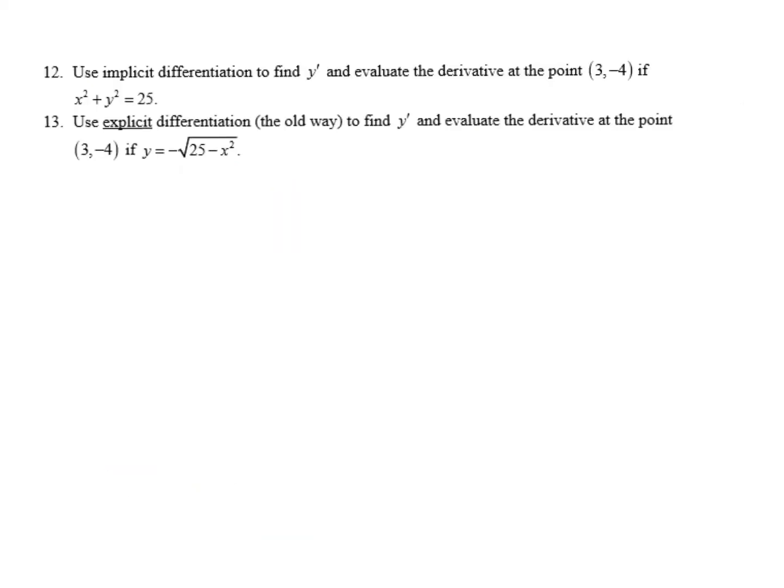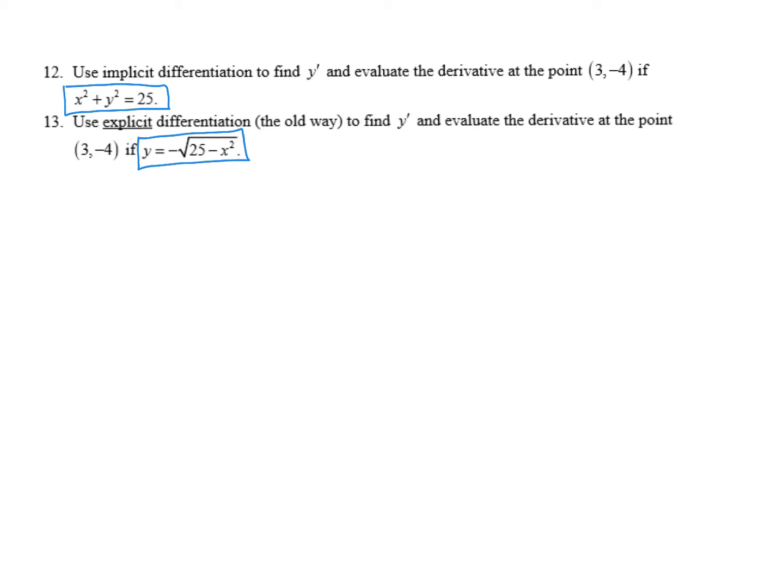Next, it's kind of hard to see, but 12 and 13 are the same problem. All we've done is in 12, this is an implicit equation, which means it has x and y all together. And in 13, it's an explicit equation, which means it's been solved explicitly for y.